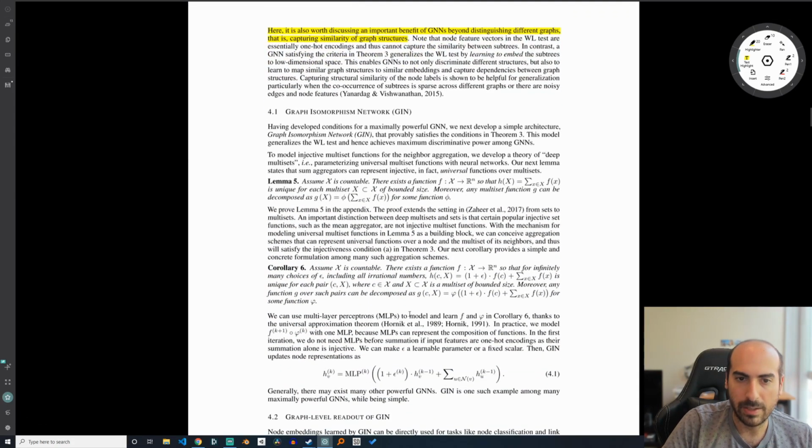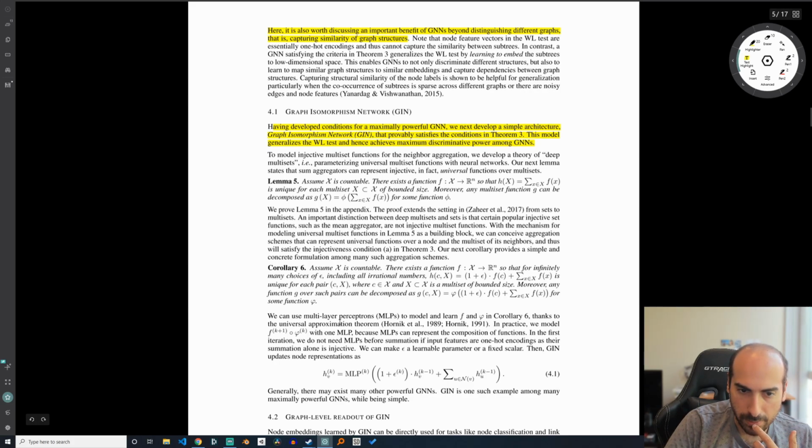Okay, so now what's the graph isomorphism network? Having developed conditions for a maximally powerful GNN, we develop a simple architecture that provably satisfies the conditions in theorem 3. This model generalizes the WL test and hence achieves maximum discriminative power among GNNs. So there exists a function such that h of x is unique for each multiset. X is countable.